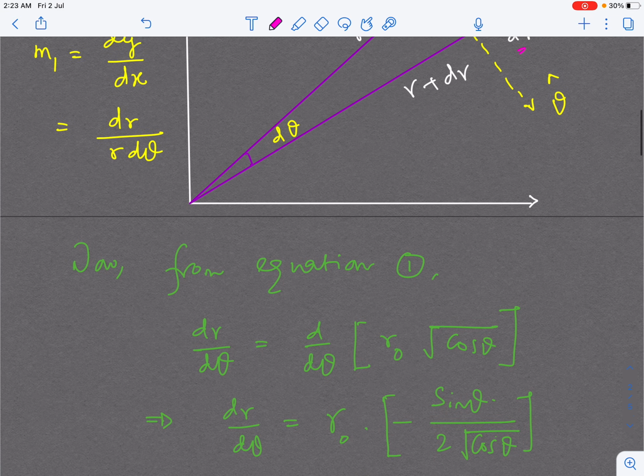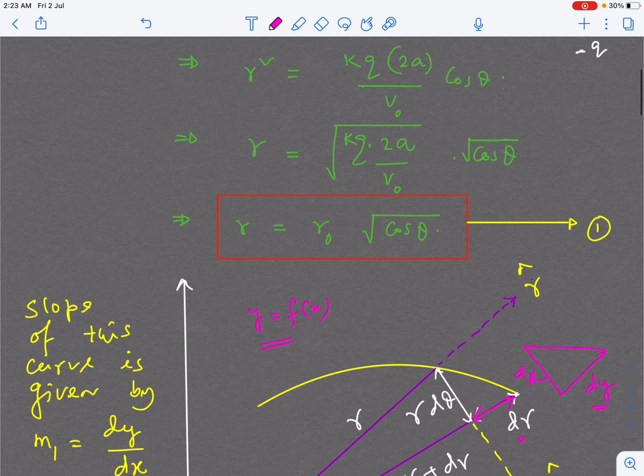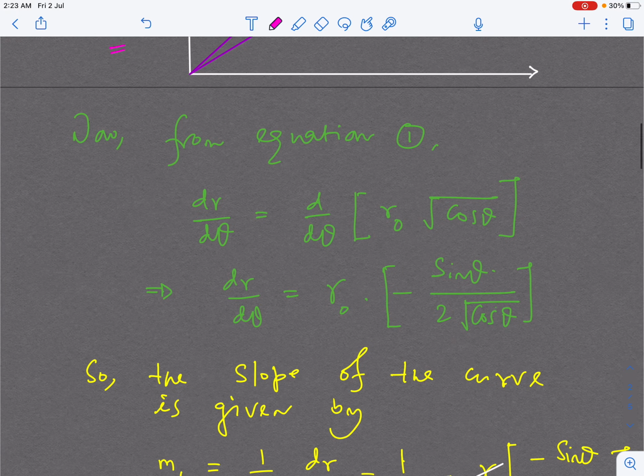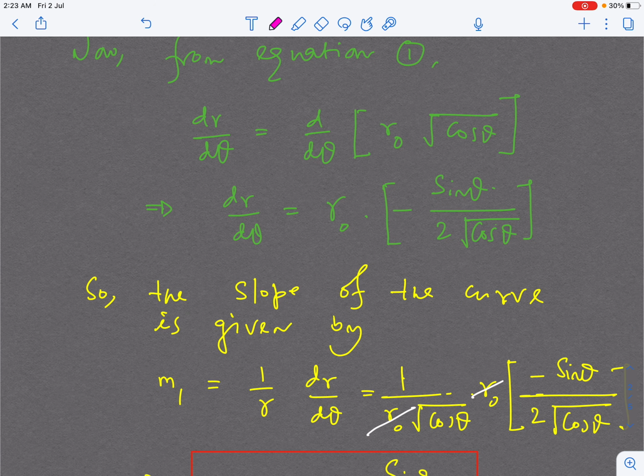So there my target will be to figure out this value. So let us check. From this equation r equal to r naught root under of cos theta, I am finding dr d theta. It's a very simple derivation you can figure out. Which is coming to be r naught into minus of sin theta by 2 root under of cos theta.